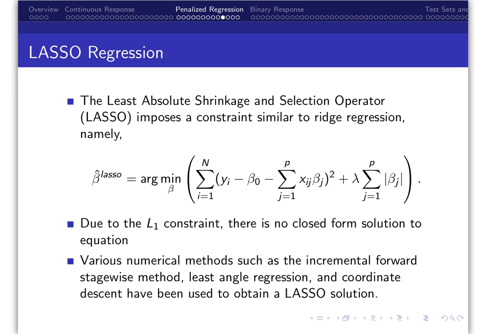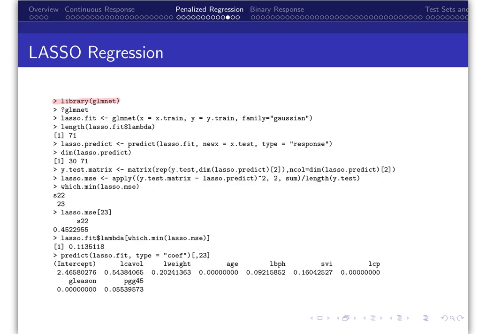Additionally, because the L1 penalty shrinks some coefficients to be exactly 0, it is better than ridge regression in terms of model parsimony and interpretability. The glmnet R package is commonly used to fit LASSO models. The glmnet function automatically fits a LASSO model for several values of lambda and allows the user to select a model using their own criterion.